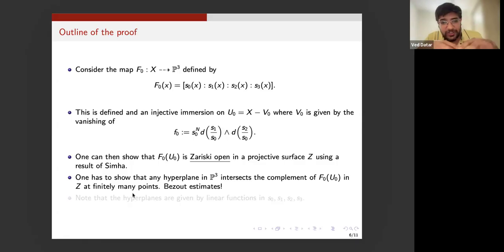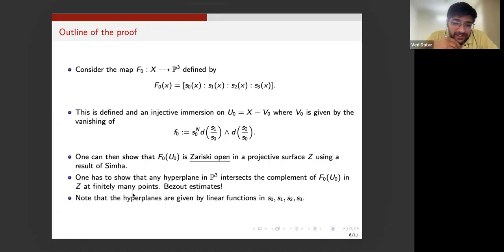So this is quite nice because we almost have everything that we need, except this map is only a biholomorphism away from this analytic set, right? So one needs a way to extend this across this analytic set. Okay, so also notice that hyperplanes in P3 are given by linear combinations of these variables. So they're actually linear functions in S0 to S3, right? So in other words, they'll also be elements of our function spaces. So we can apply our Bezout estimates.